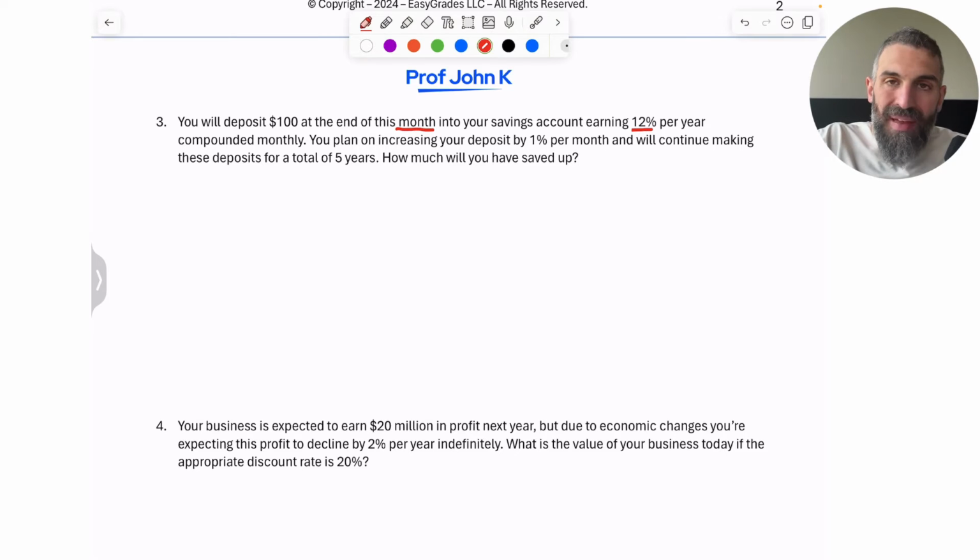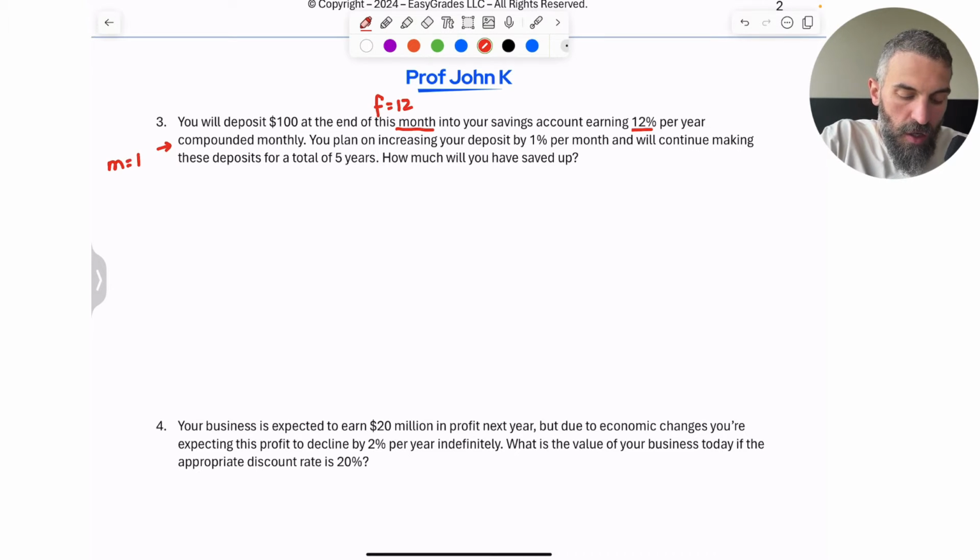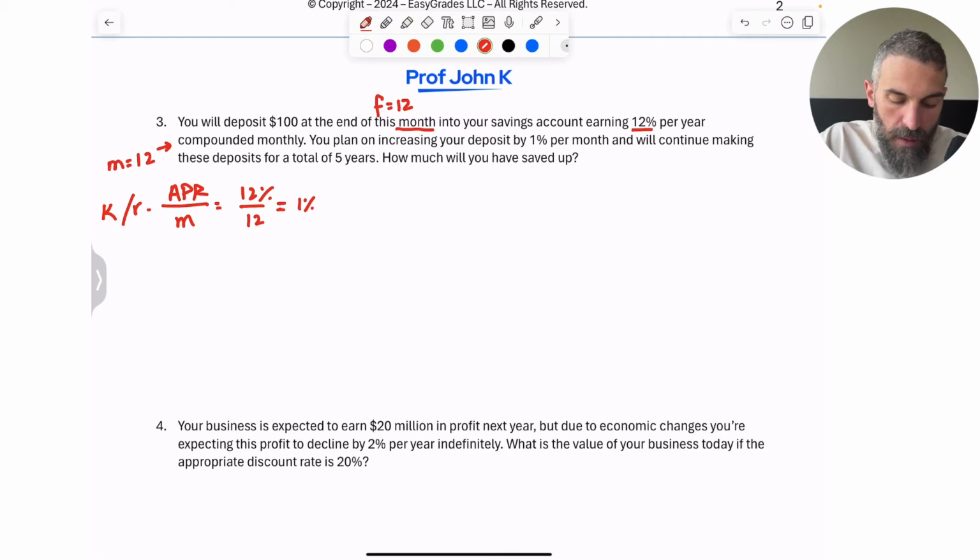So we know that our payments are monthly, so our frequency is 12, and we're also compounding monthly. We talked about this in the previous lesson, that in this situation, your discount rate you could find just by taking your APR and dividing it by your compounding frequency. So if I did here 12% divided by 12, I know that I'm dealing with a rate, K or R, of 1% per month.